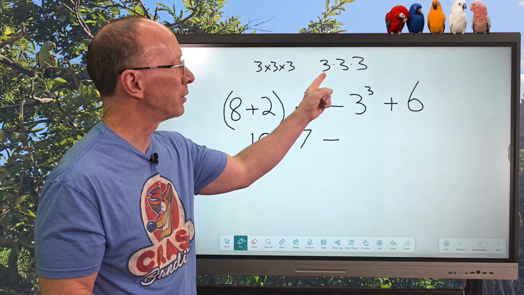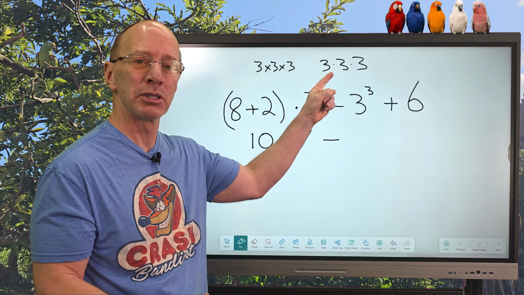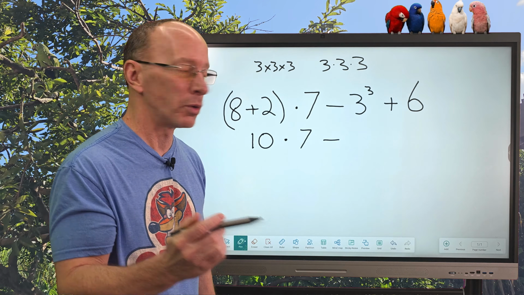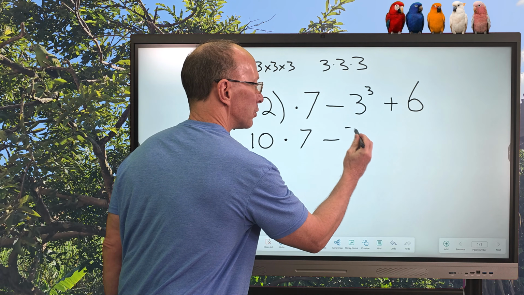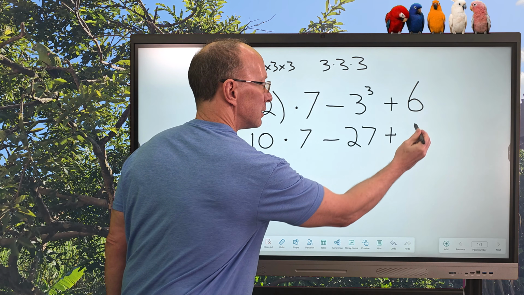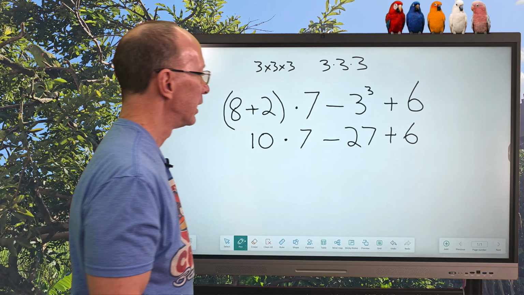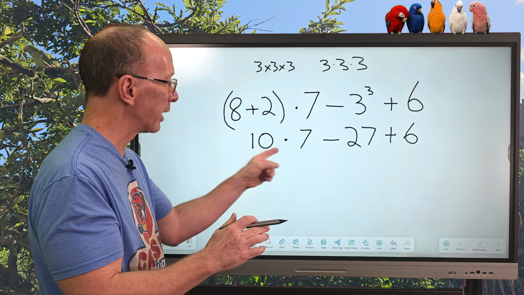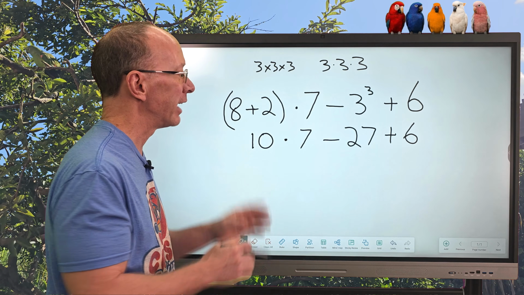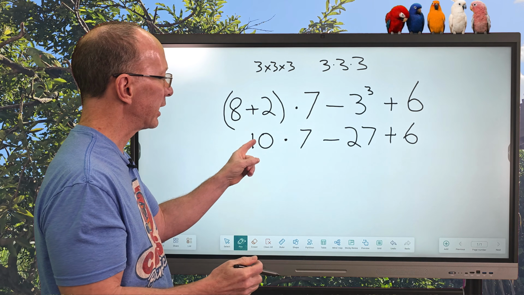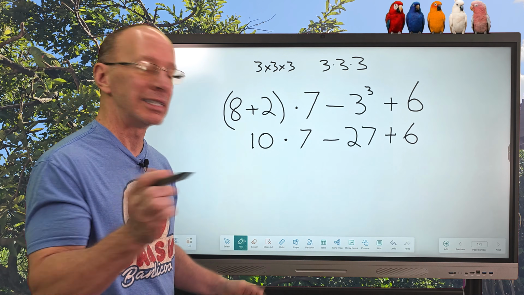So when we do 3 times 3 times 3, we take 3 times 3 equals 9, and then 9 times 3 equals 27. So I'm going to write the 27 right here, plus 6. All right. Now, again, what is our next step? Let's just finish the multiplication. We've got a multiplication problem here, and then after that, we're going to do addition and subtraction from left to right. So let's take 10 times 7 equals 70.